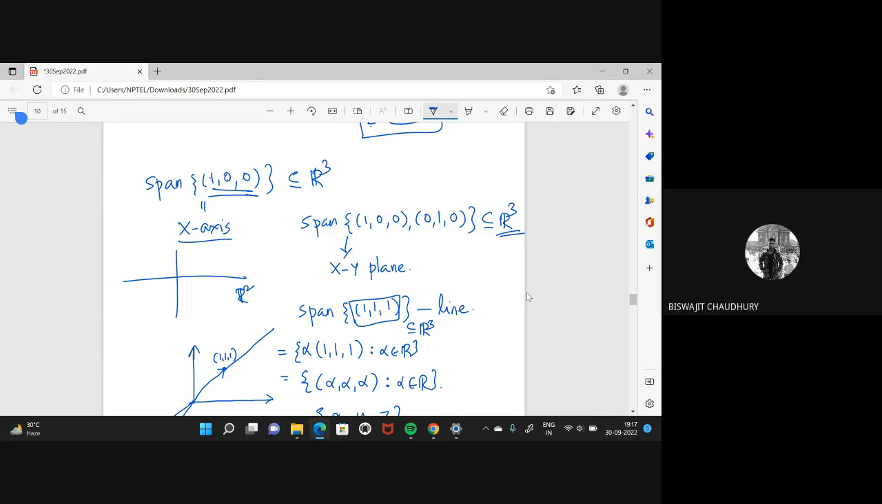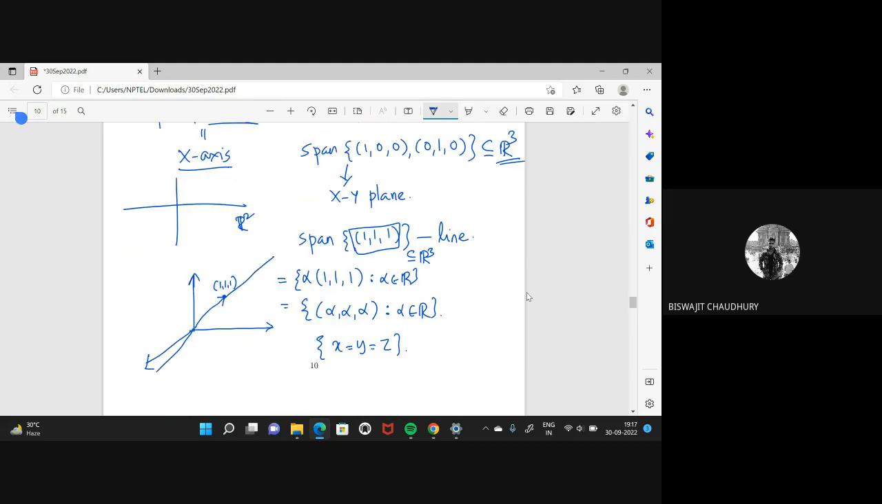If two vectors have different directions, then what can you say about the spanning set? It's going to be a plane, right? Yes. Suppose you take two vectors, both with different directions.